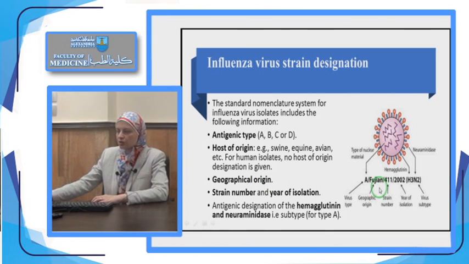Then we put the geographic origin. Then we put the strain number. This is the lab number. The strain has been isolated in the lab and was given this number. And then we give the year of origin. And we give the hemagglutinin and the neuraminidase subtypes. Of course, this occurs only with type A. Types B and C do not have these hemagglutinin and neuraminidase subtypes.